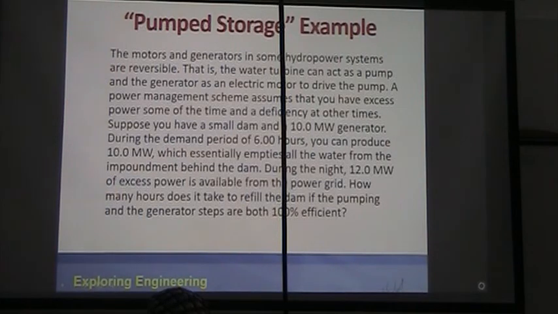They give us this example where they say, suppose we have a small dam and a 10 megawatt generator. During the demand period of 6 hours, you could produce 10 megawatts, which essentially empties all the water from the impoundment behind the dam. During the night, 12 megawatts of excess power is available from the power grid. How many hours does it take to refill the dam if the pumping and generator steps are 100% efficient?